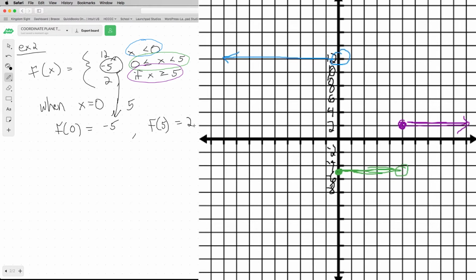Okay, so real easy to evaluate piecewise functions, especially if they're step functions like this. You just have to figure out what interval it's in, and it gives you the answer. So it's kind of like looking on a table or a chart to figure out what the answer is.